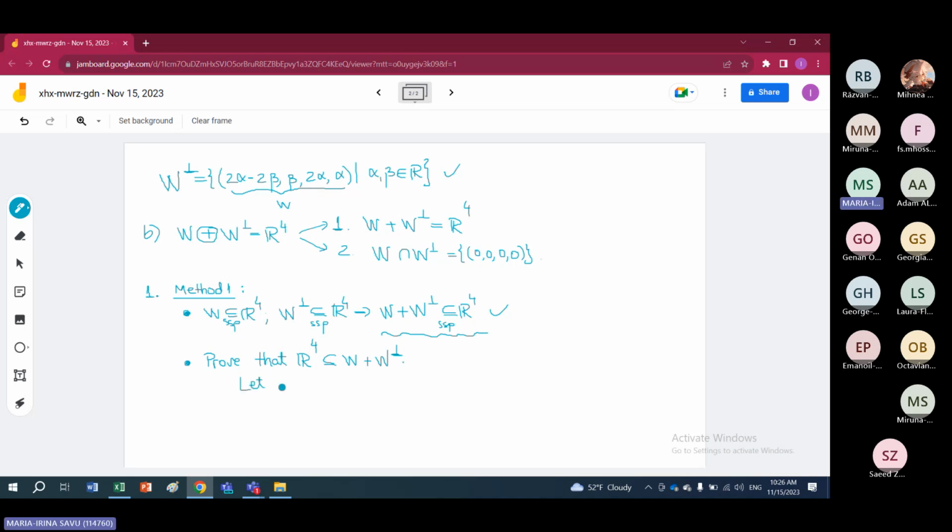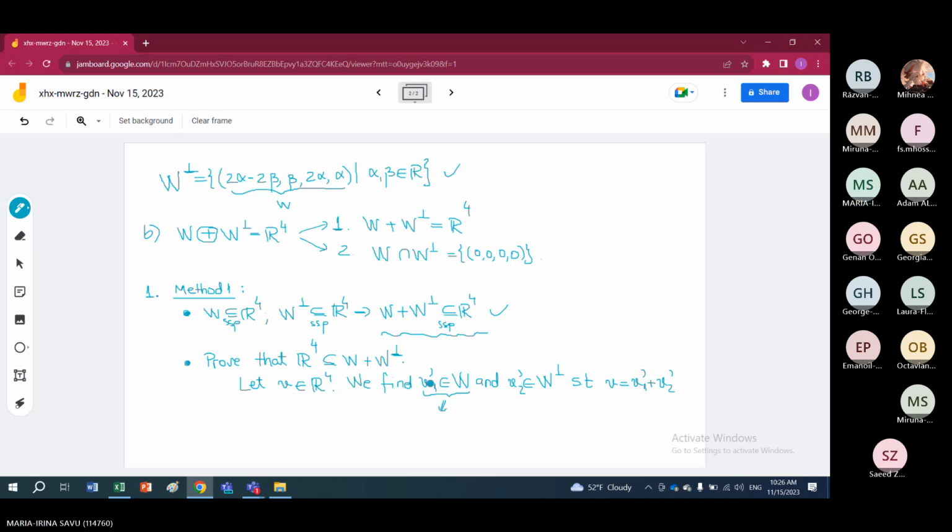So you have to take V from R to the fourth, and we have to find V1 in W and V2 in W perpendicular, such that V is V1 plus V2. Okay, so it means that V1 prime and V2 prime, not V1 and V2, because we already have this notation V1.